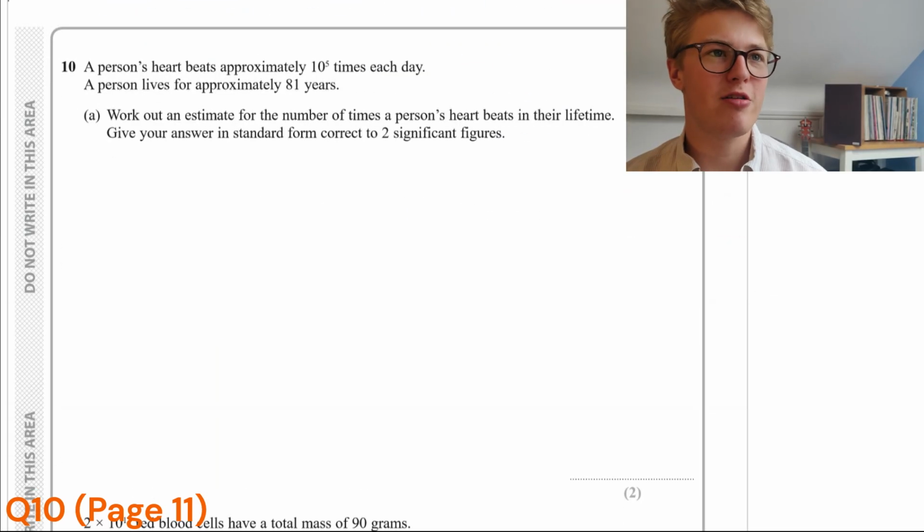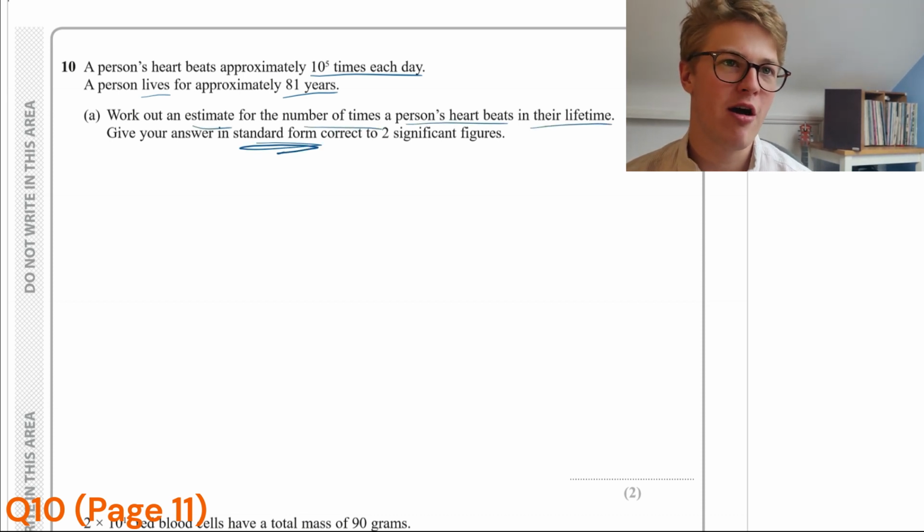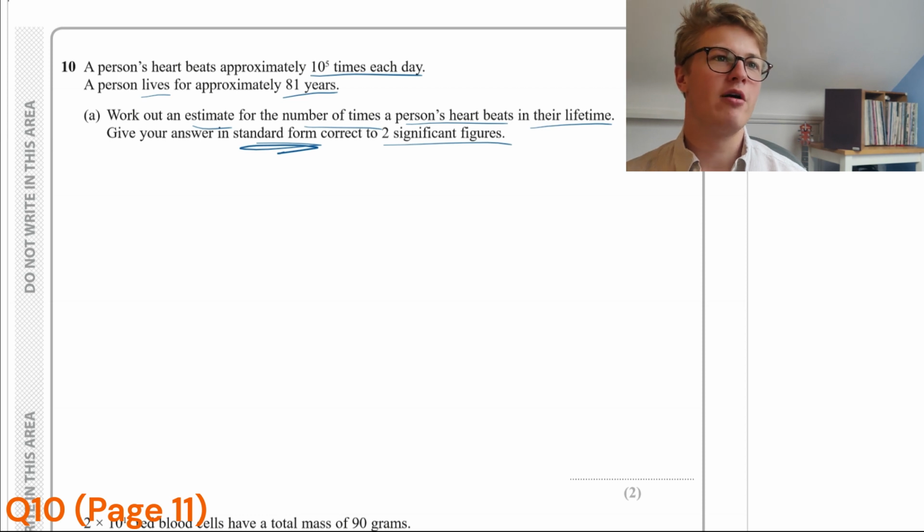A person's heart beats approximately 10 to the power of 5 times each day. A person lives for approximately 81 years. Work out an estimate for the number of times a person's heart beats in their lifetime. Give your answer in standard form, correct to 2 significant figures.